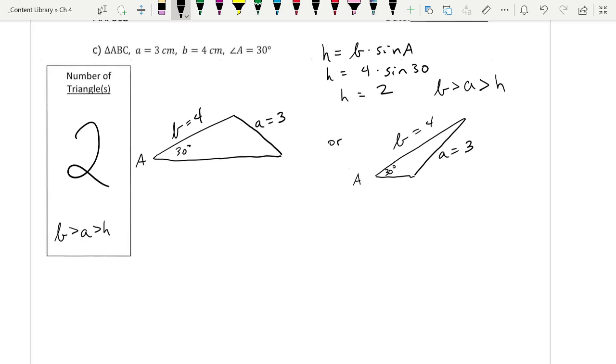Do you see the logic on that? This line here could have swung to the left instead of the right, and it would still make a triangle. And I don't know which one it is. There's not enough information to tell me which one it is. So what do I do? I solve two different triangles. Why? Because it wants me to solve the triangles.